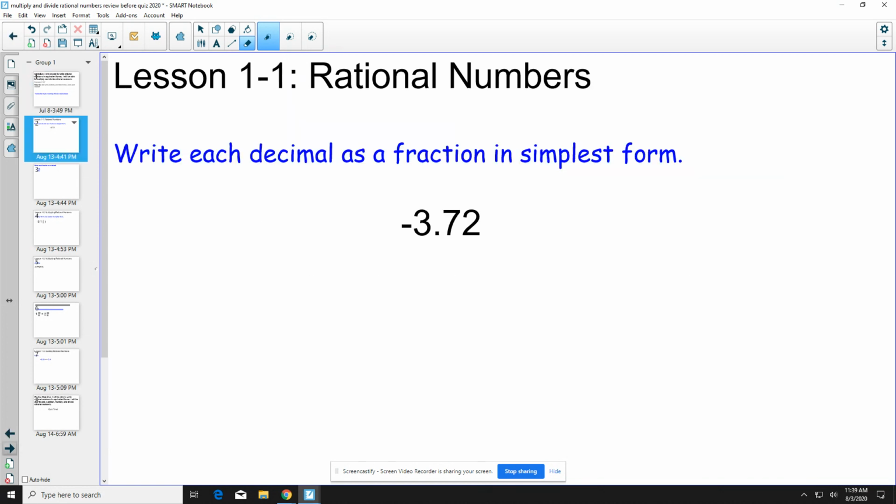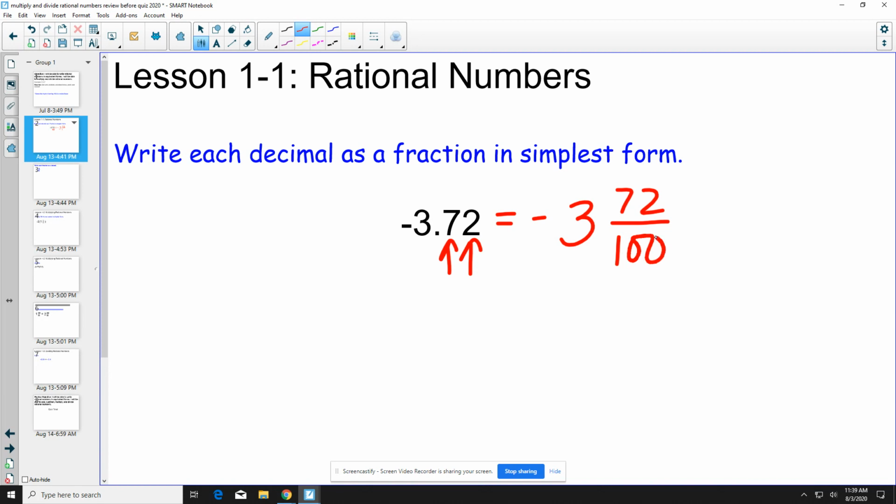The first thing we're going to review is how to change a decimal to a fraction. So if I look at this, I have -3, so it's going to be -3, and then my fraction would be 72, and then I would look at my place value positions. The 7 is the tenths, the 2 is the hundredths, so 72 over 100. But I have to make sure I simplify it. So I'm noticing 72 and 100 are both even. I could divide by 2, and this would be -3.